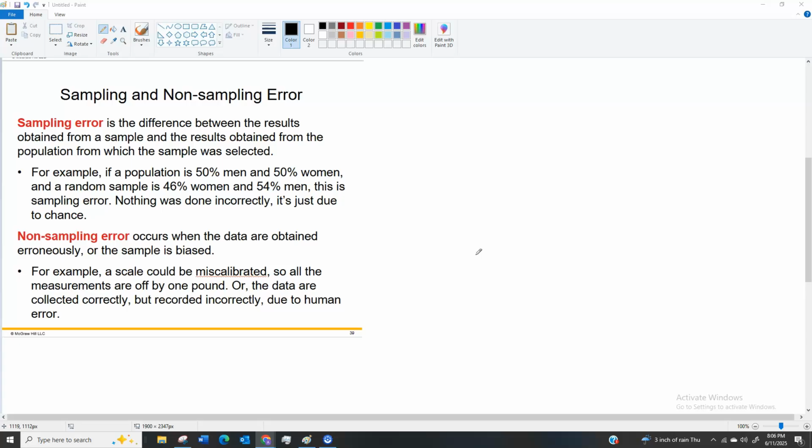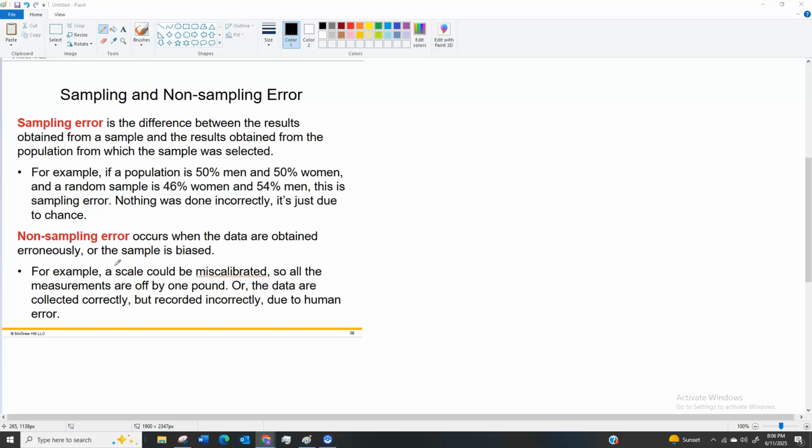And then lastly, we have two types of errors that can happen between the sample that you get and if it represents the population or not. A sampling error is just the difference between the results obtained from the sample and the true values of the population. And you're almost always going to have some sampling error, even if everything is done correctly. It's not going to be perfect.